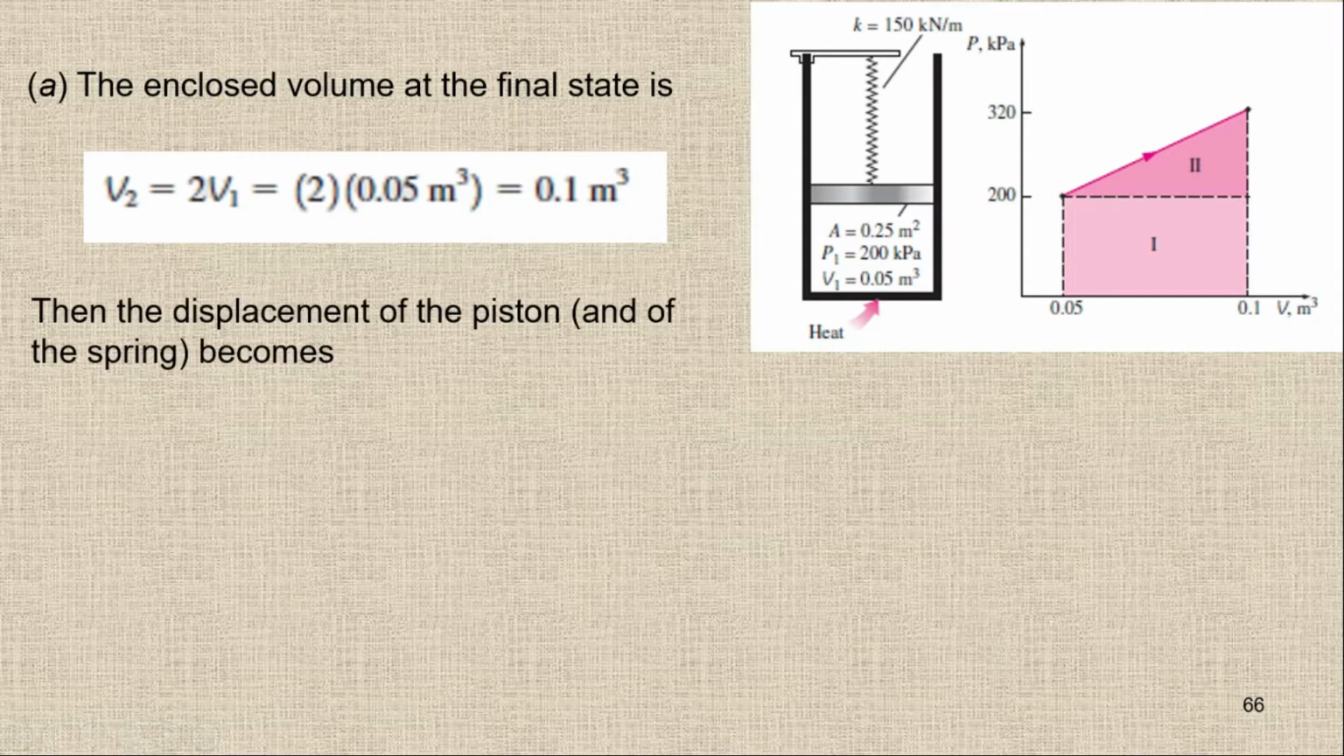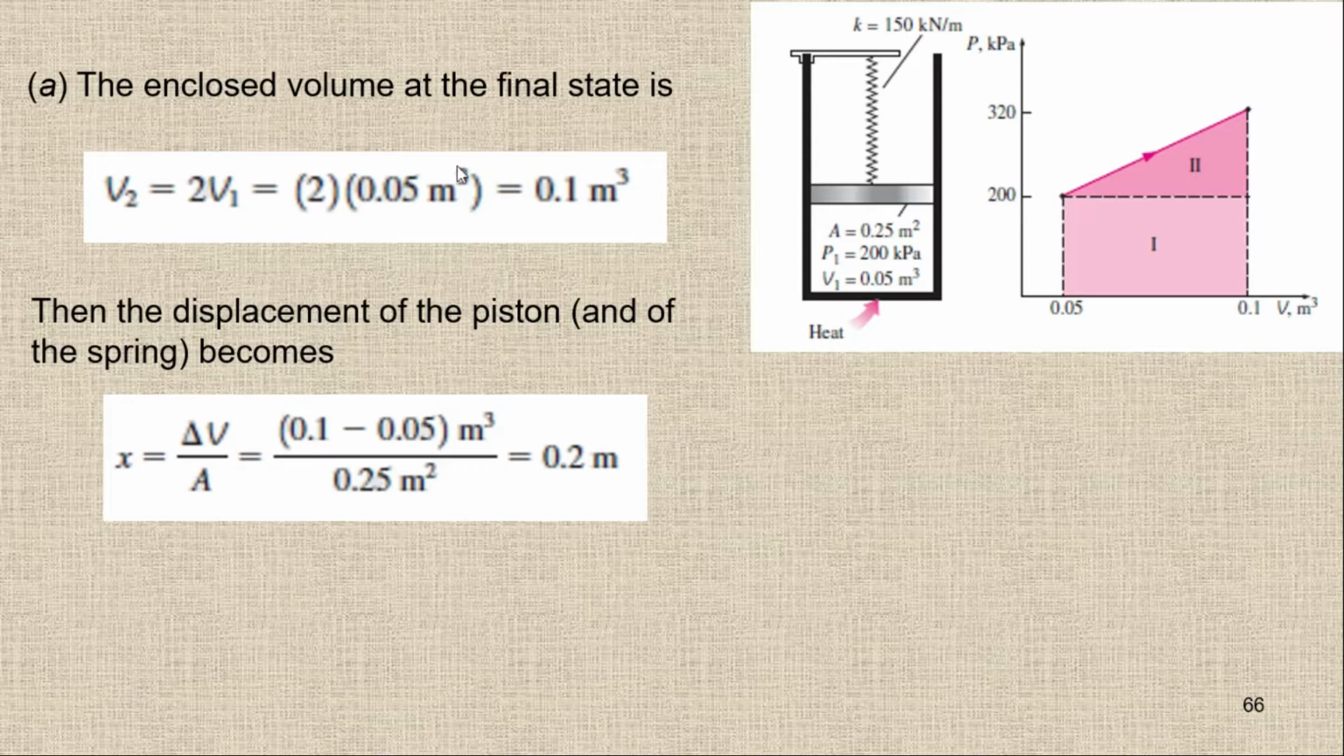So the displacement of the piston is simply like this one. How much is the change in the volume, which is from here to here? Simply it's 0.1 minus 0.05, the difference between V2 and V1. You can see the volume is simply area times the length, so I can find the length by dividing the change in the volume by area. In this way I'll get 0.2 meter. So this piston will move up to a length of 0.2 meter.